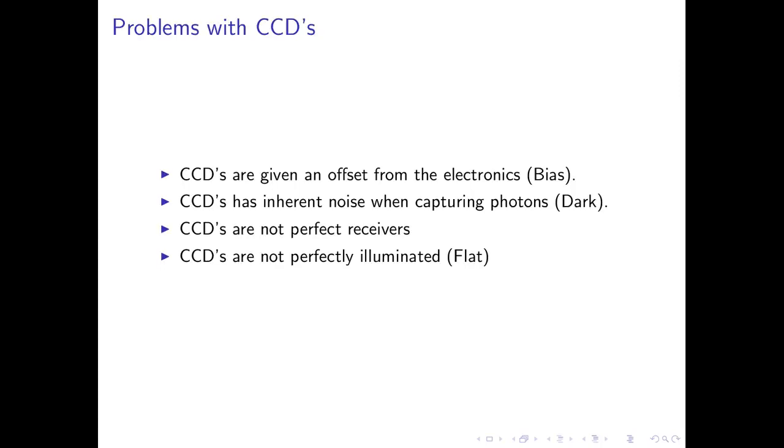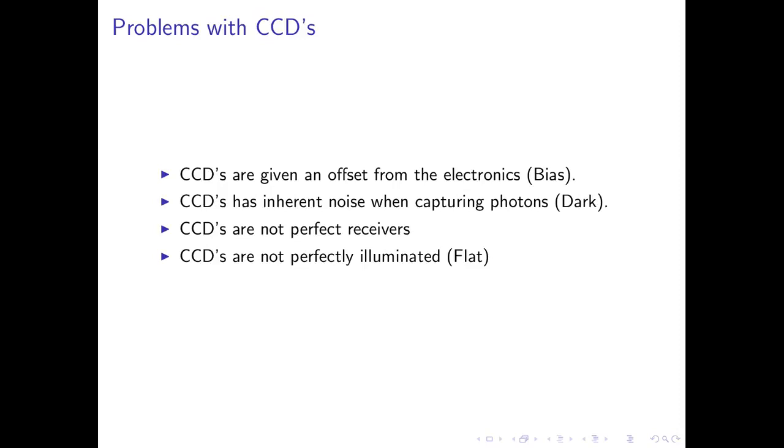So what are the problems with CCDs? Well, CCDs are given an offset by the electronics. That's because we want to make sure that the base voltage, or what you want to call it, on this CCD is the same. So they're given an offset sort of to lift the counters up roughly at the same place.